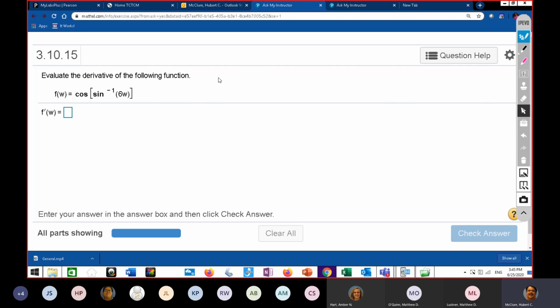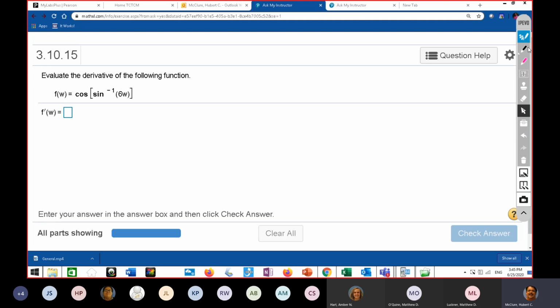So I'm going to write out a few things. I know that the derivative of the inverse sine is 1 over the square root of 1 minus x squared. So I'm going to write that at the very top. I'm going to write 2 or 3 things. I'm going to write the derivative of the cosine is equal to the negative sine.